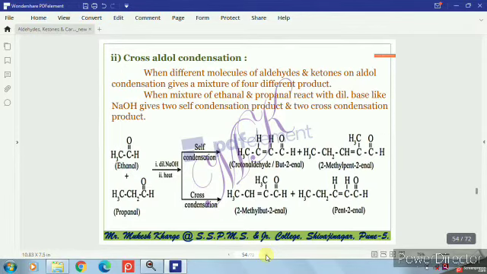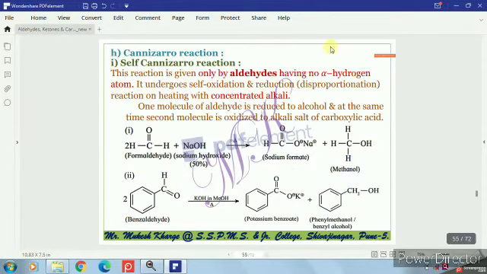Now the next one is the Cannizzaro reaction. Again, the conditions are totally opposite. In aldol condensation, we must require alpha hydrogen. In this case, there is no requirement of alpha hydrogen. So those compounds which do not contain alpha hydrogen atoms show the Cannizzaro reaction. So only aldehydes can show the Cannizzaro reaction.